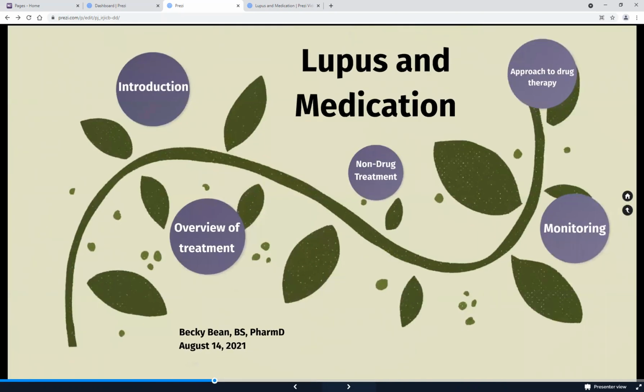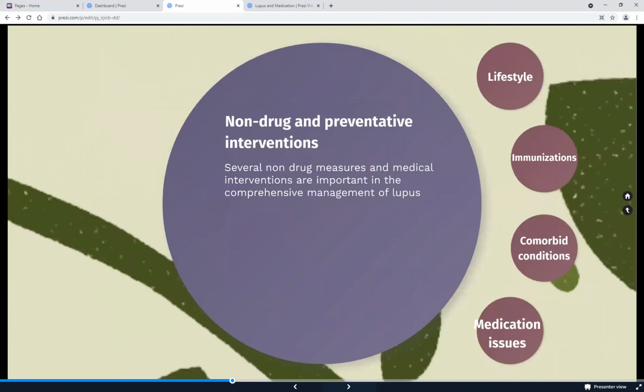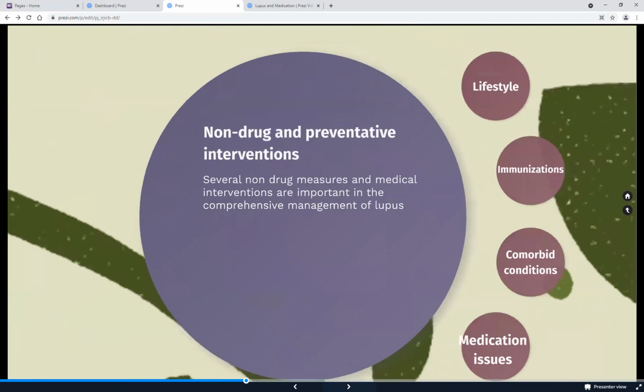So moving into non-drug treatment. There are certainly some options that don't involve starting a medication. There are non-drug measures and medical interventions that are really a part of this comprehensive approach to how we help patients thrive with lupus. I do want to start with lifestyle.